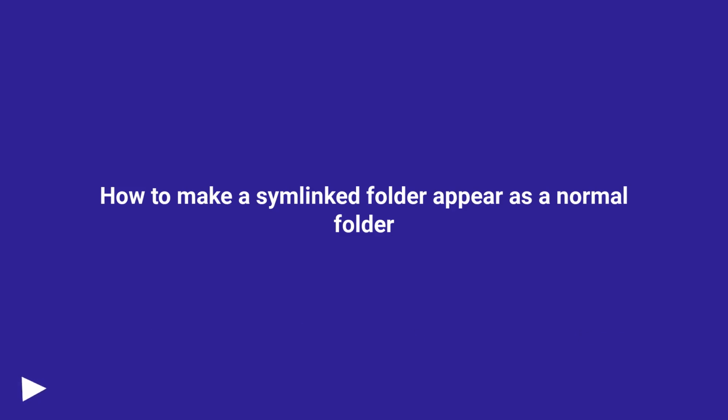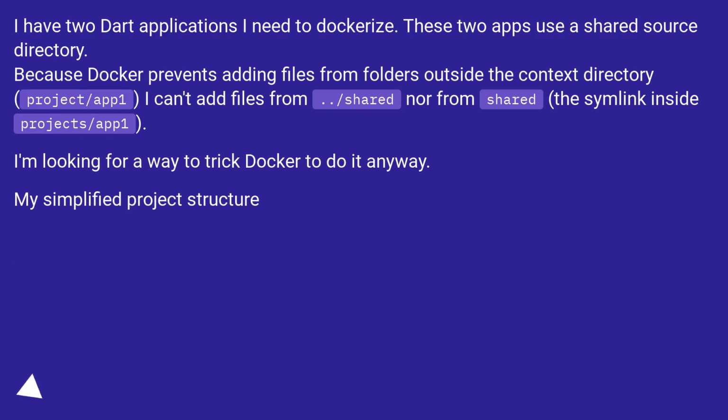How to make a symlinked folder appear as a normal folder. I have two Dart applications I need to Dockerize. These two apps use a shared source directory.